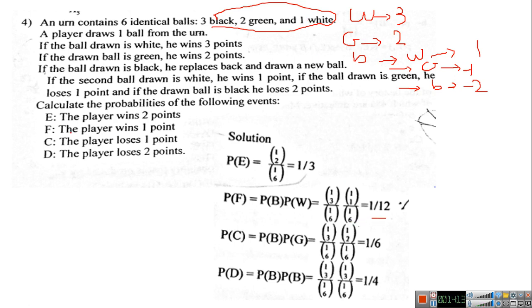Then C, the player loses 1 point. So black in the first draw, then green. Here you can put draw 1, knowing draw 1, knowing draw 2, doesn't matter. Black: I have 1 out of 3 over 1 out of 6, then another one green, 1 out of 2 over 1 out of 6. And the last one, loses 2 points: black twice, so 1 out of 3 over 1 out of 6 times 1 out of 3 over 1 out of 6.